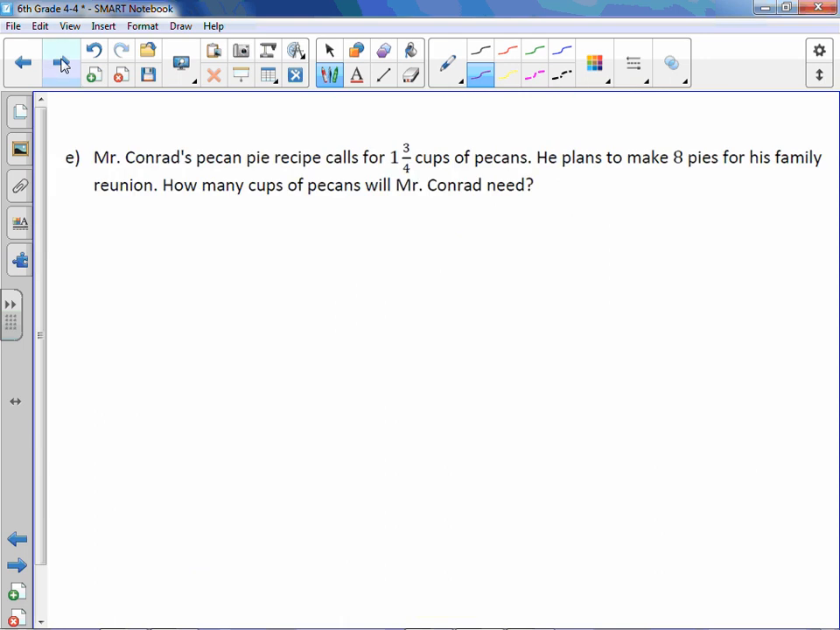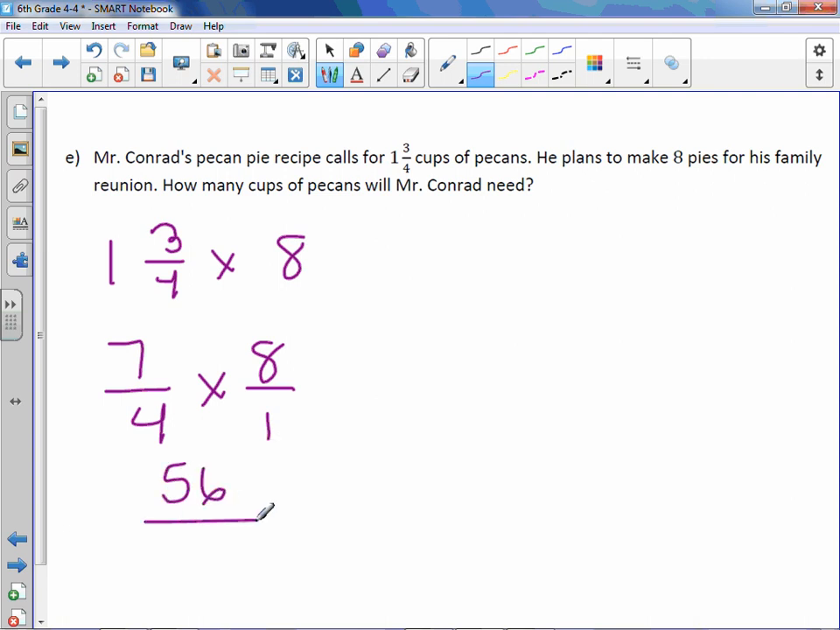Mr. Conrad's pecan pie recipe calls for 1 3/4 cup of pecans. He plans to make 8 pies for his family reunion. How many cups of pecans will Mr. Conrad need? We are going to take 1 3/4 and multiply it by 8 pies. Well, 1 3/4 as an improper fraction would be 7/4 times, and the whole number 8 as a fraction would be 8 over 1. So multiply across. 7 times 8 is 56. 4 times 1 is 4.